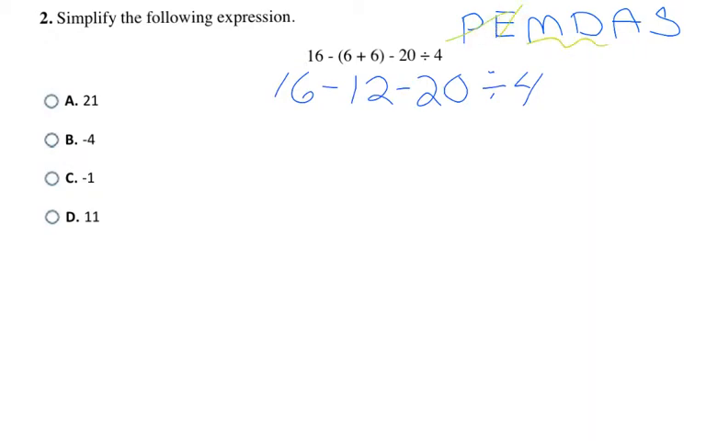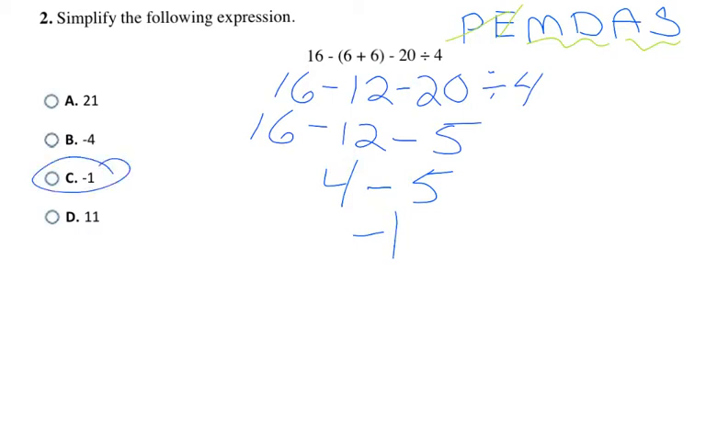Next, I'm going to do multiplication and division left to right. So I have a minus, minus, and a division. 20 divided by 4 is 5. And then I'm going to copy down everything else that's in front of it. And then I do addition and subtraction left to right. And so 16 minus 12 is 4. And 4 minus 5 is negative 1. So that's going to make C my final answer.